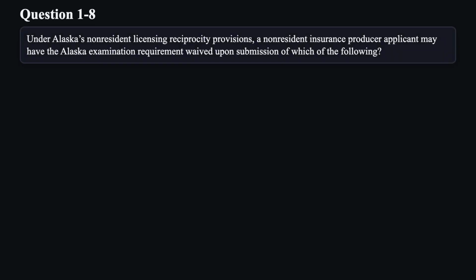Question 8. Under Alaska's non-resident licensing reciprocity provisions, a non-resident insurance producer applicant may have the Alaska examination requirement waived upon submission of which of the following?